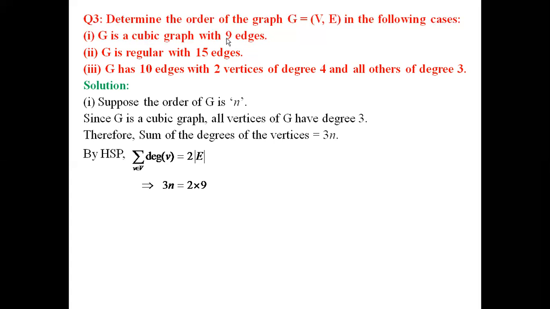There are totally 9 edges in the graph from the given data, so it is 2 into 9. Simplifying this, we obtain n equal to 6. This means the order of the given graph, which is a cubic graph with 9 edges, is equal to 6. That is, the number of vertices in that graph is 6.